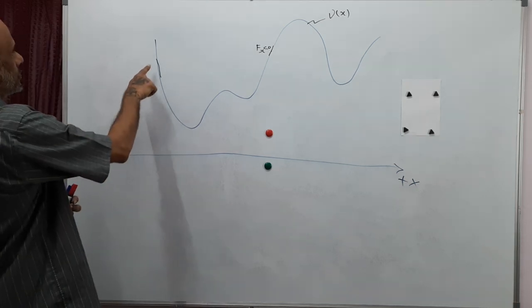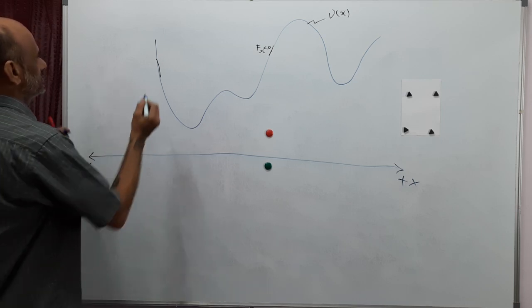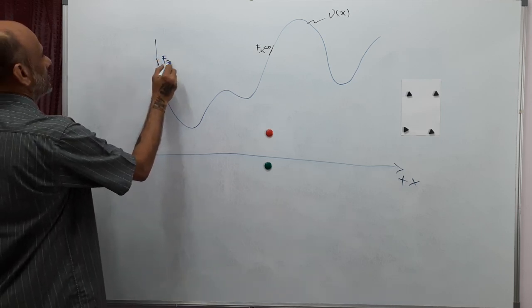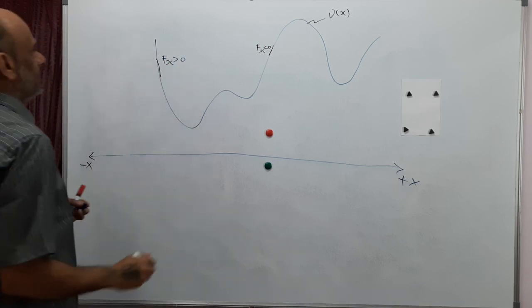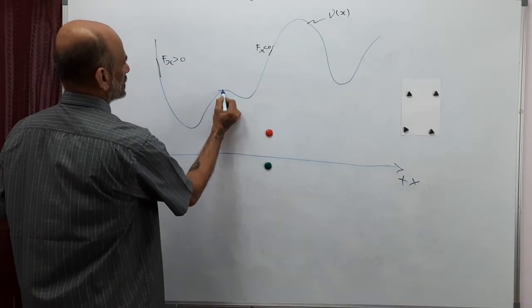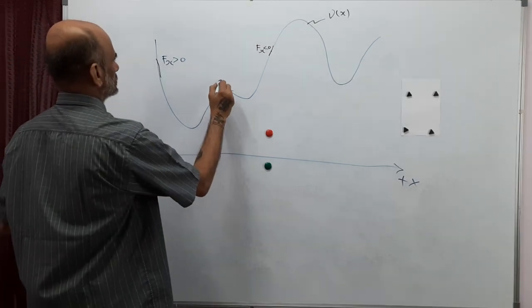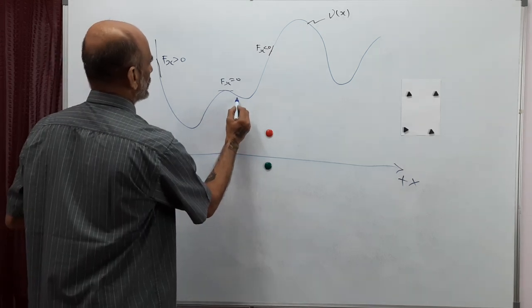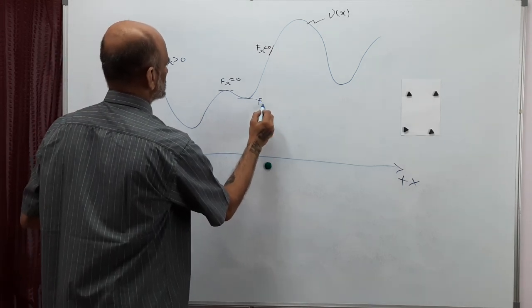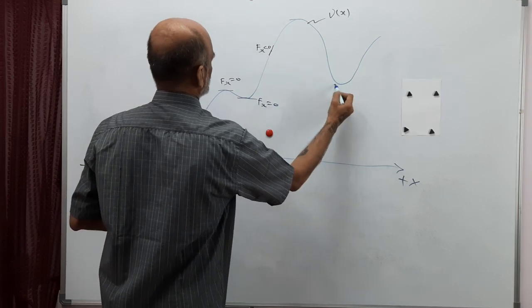At this point, the slope is negative, so the force, being the negative gradient, is along the positive x direction. At this point, the horizontal line, the tangent, the force is 0. So at this point, which is the minima point, the force is 0. So at all maximum and minima points, the force is 0.